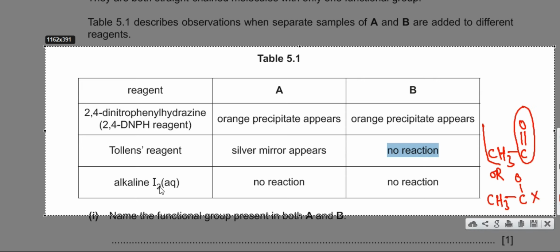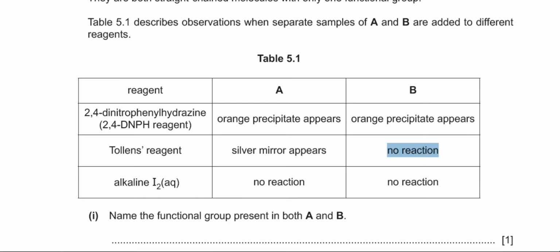So what we can say is that no reaction with alkaline aqueous iodine confirms there is no such thing in our molecule. Later it will help a lot. So keep this in mind, and we will see how the examiner is involving these tests in the upcoming questions.